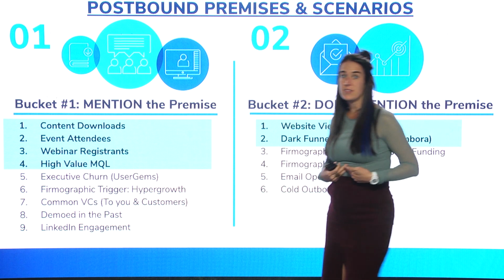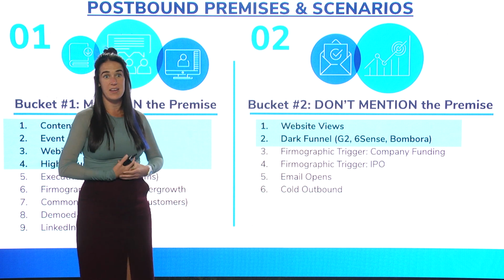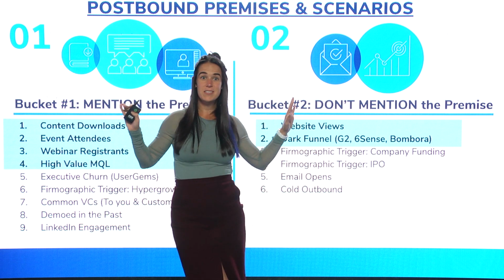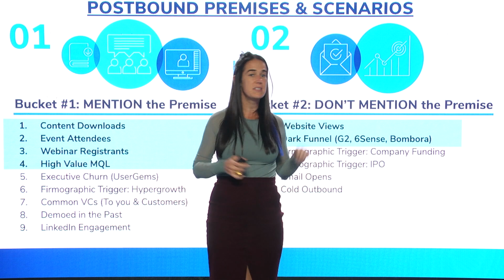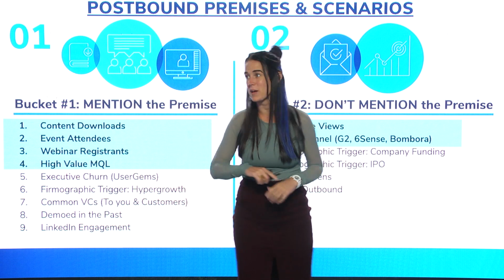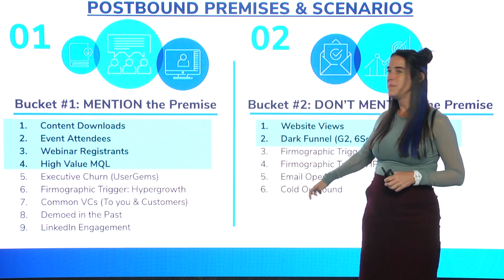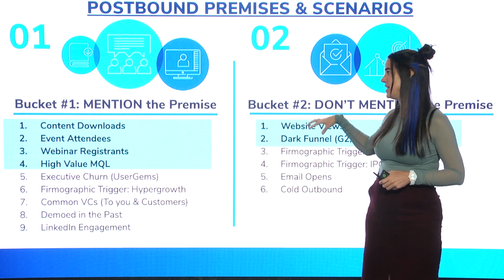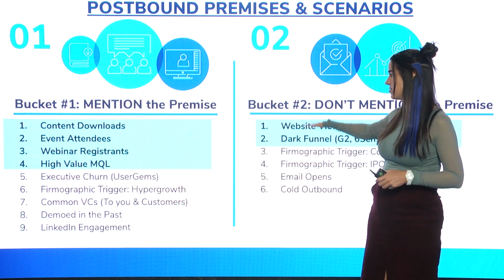Here is an exhaustive list of all of the sequences that I build within Outreach for every company that I have been a part of. So we have 2 buckets here of scenarios. We have postbound premises and we have scenarios, and then we have premises that you should mention and then premises that you shouldn't mention. So let's start with bucket 1. Bucket 1 is the sequences that I have built where you would mention the premise. So this is content downloads, event attendees, webinar registrants, some of the usual suspects. But then there's some other sequences in here.